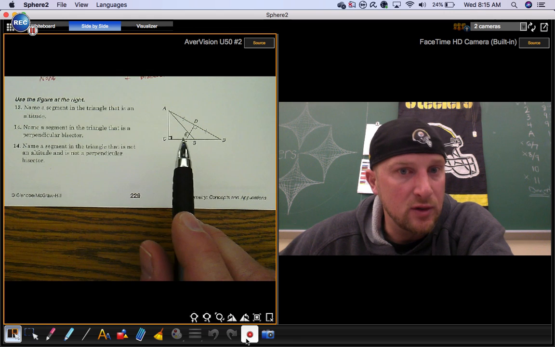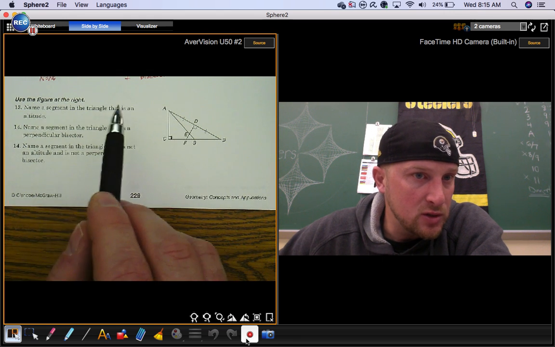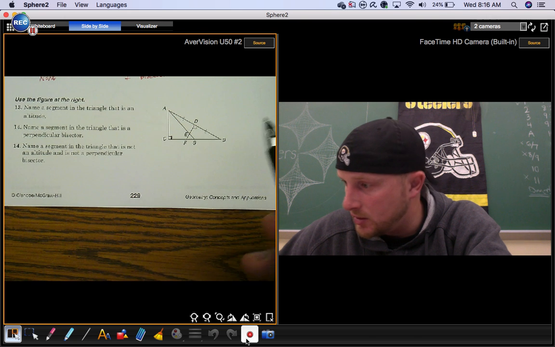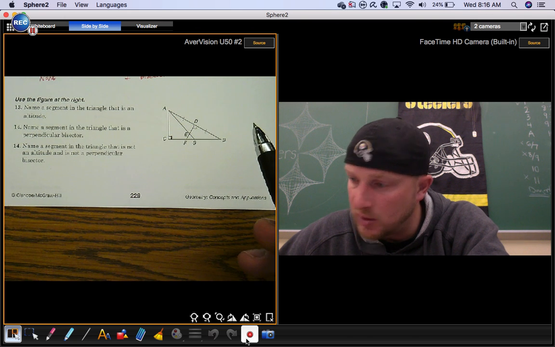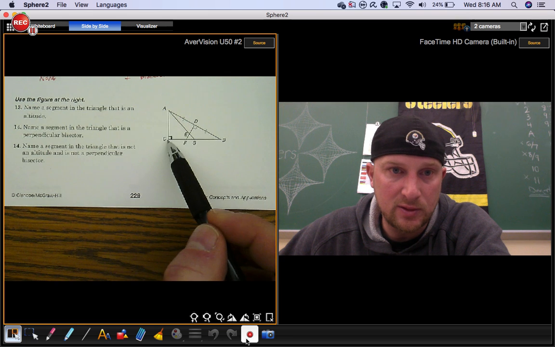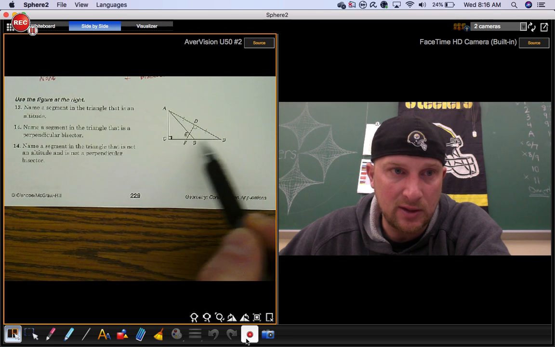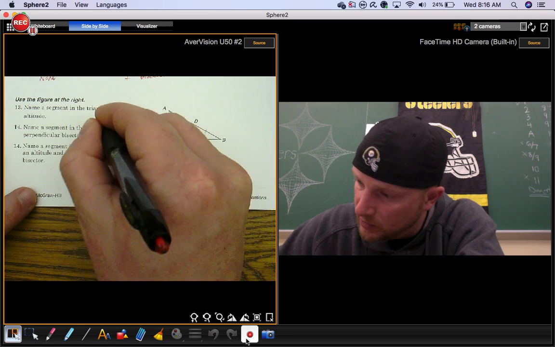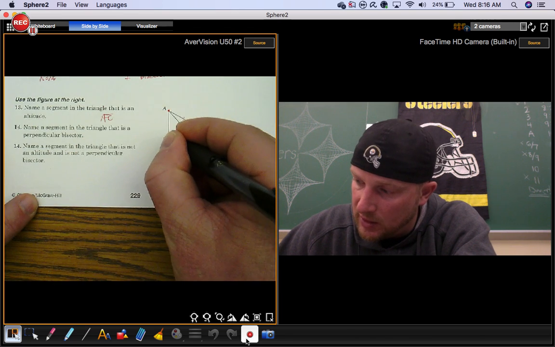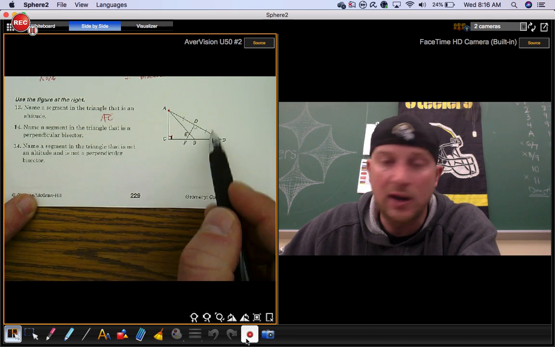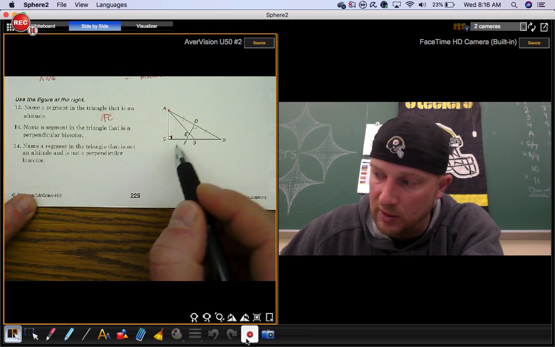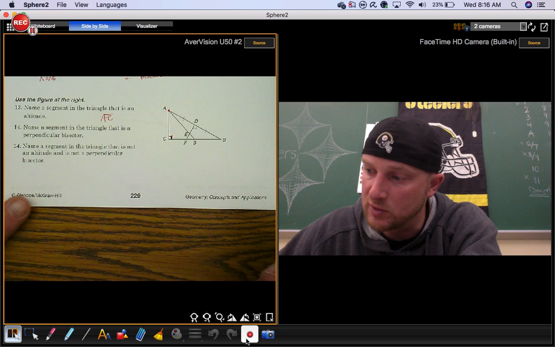We're going to use this figure over here. Name a segment in the triangle that is an altitude. Well, there's a lot of triangles here. So which triangle are they talking about? If they're talking about the big triangle, this segment would be an altitude, or this segment would be an altitude. So it's really kind of up to you which one you go with. It touches a vertex and it touches a right angle on the other side. So when you have a right triangle like that, remember an altitude lives on the triangle. It could live here or here, actually, either of those spots.